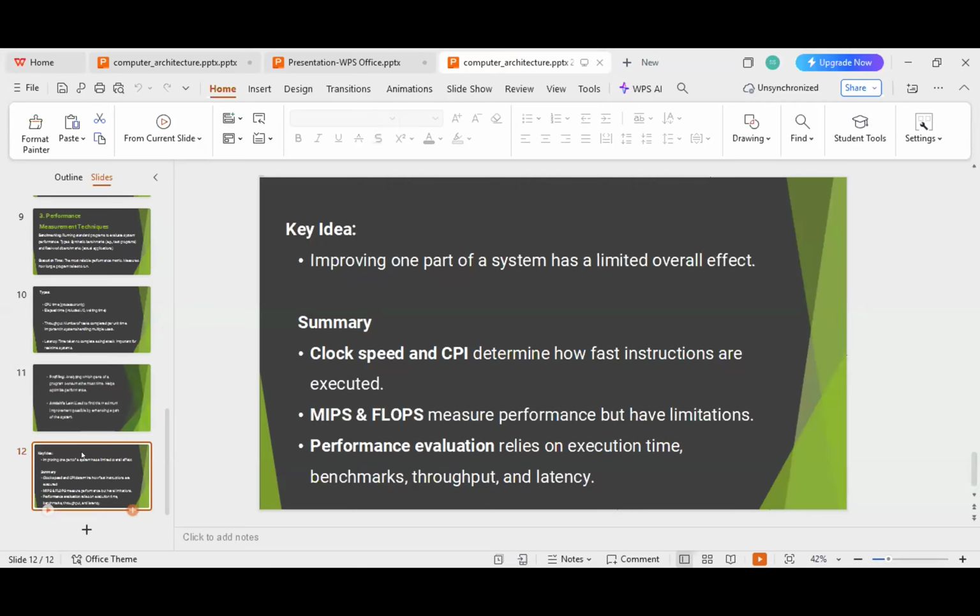And to summarize, clock speed and CPI determine how fast instructions are executed. And then millions of instructions per second and floating point operations per second measure performance but have limitations. Then performance evaluation relies on execution time, benchmarks, throughput, and latency. Okay, thank you. So this is the end of our presentation.